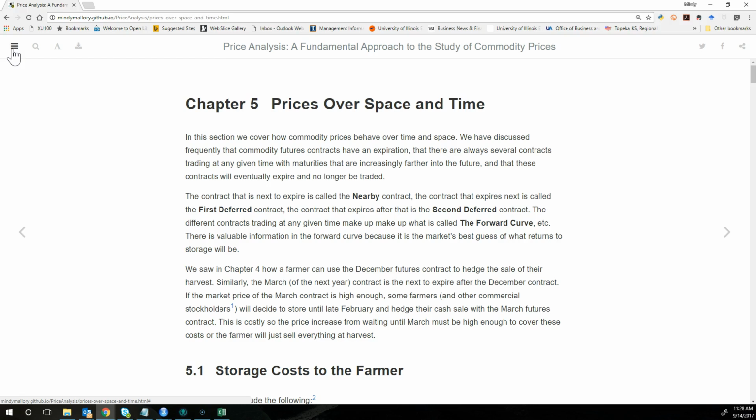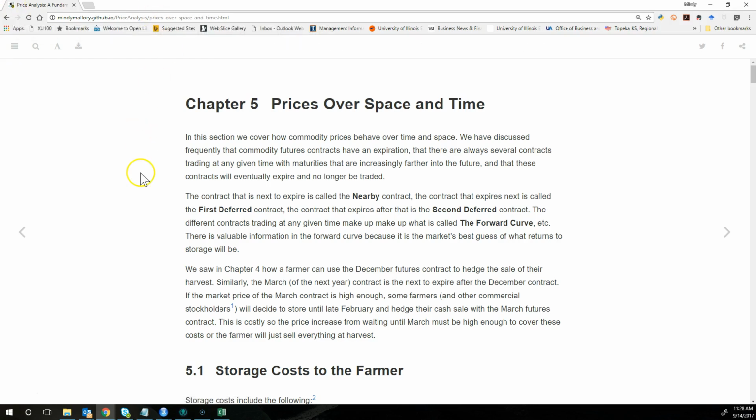And all of those contracts that represent prices at different points in time make up what's called the forward curve. And we've talked a little bit already about how the forward curve gives us specifically information about market incentives to store. So for farmers or other stockholders, they can look at the forward curve and say, is it worth it to me to store my grain to a future date?